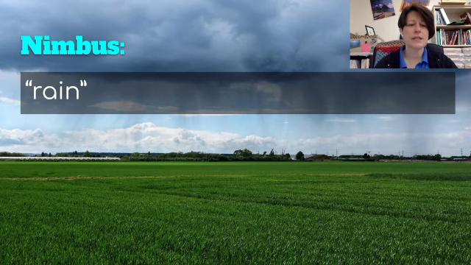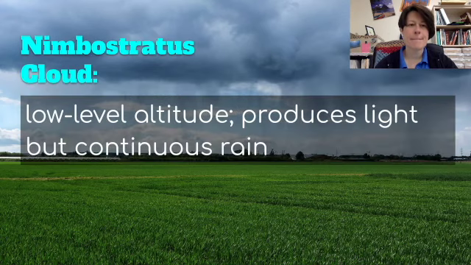Now, another important distinction is whenever we see nimbus in the name of a cloud, it means that it is a rain cloud. So nimbus, that root word, means rain. So some important clouds to know are nimbostratus clouds. These are low level altitude and produce light but continuous rain. So if it's light rain, it's probably a nimbostratus cloud.